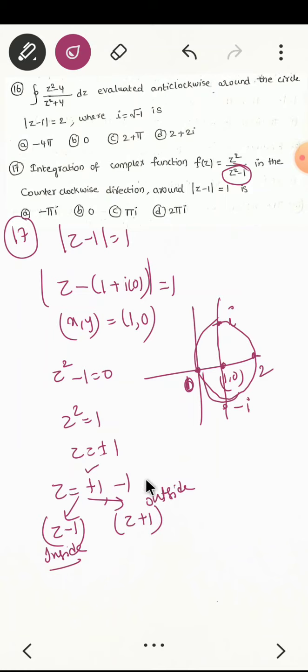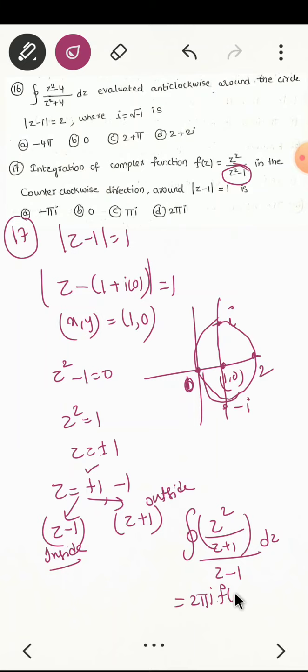Then the integral of z square by (z plus 1), this is f of z, divided by (z minus 1), dz, equals 2 pi i f of a, 2 pi i f of 1. f of 1 is 1 by (1 plus 1), 1 by 2. The 2 cancels, pi i is the answer, pi i.